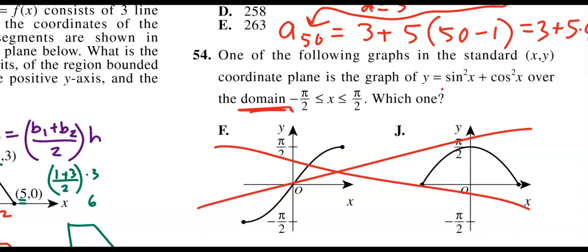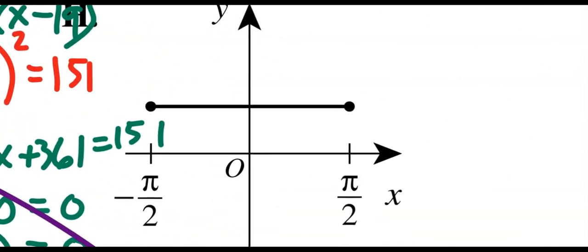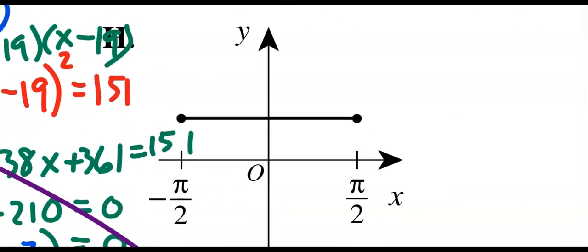Do you guys recognize this? This is called the Pythagorean identity. Sine squared x plus cosine squared x is pretty famous because it equals 1. Now, if you look down here at letter H, that's the answer to this question.